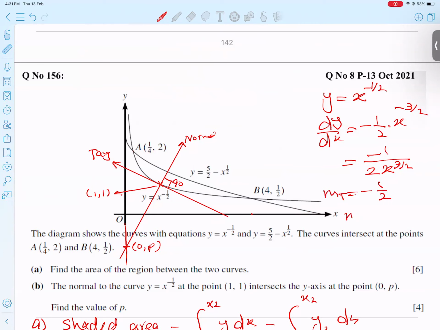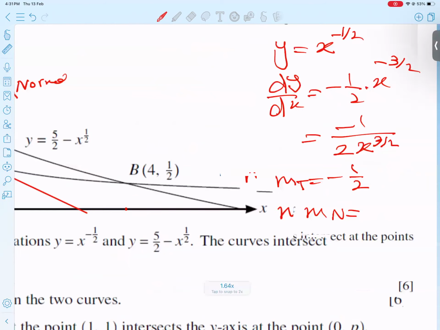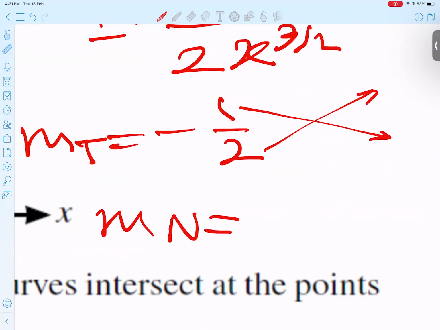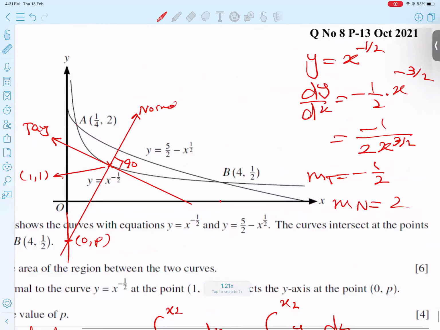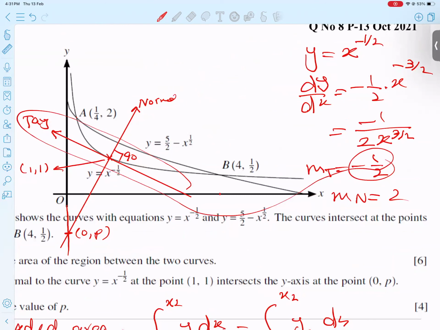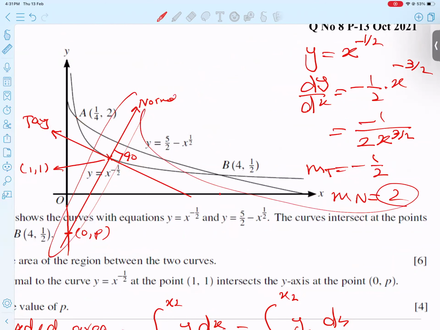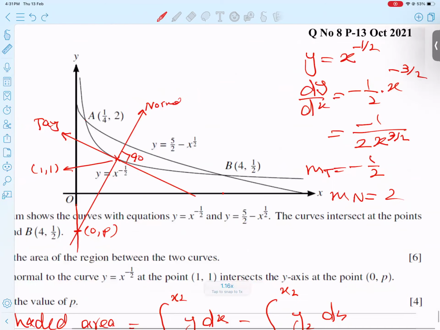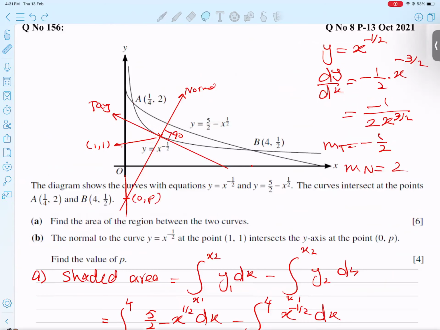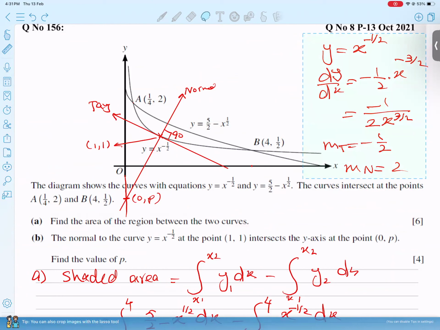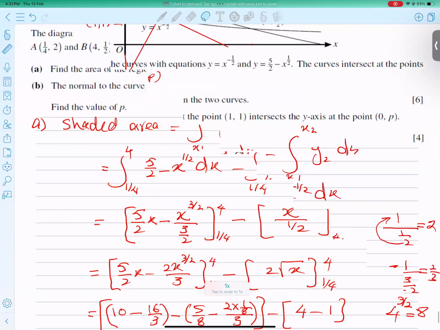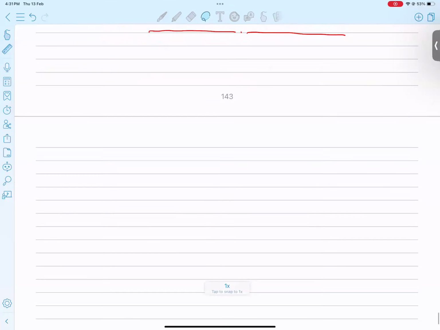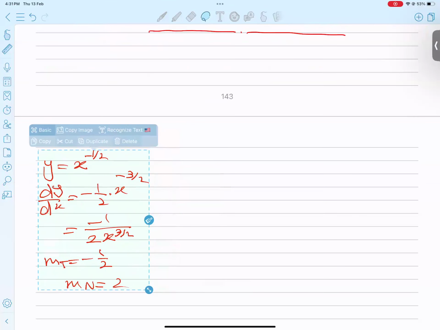And what is the gradient of the normal? Naturally, you flip it: the sign changes, 2 goes up, 1 goes down, and the sign becomes positive. So it becomes only 2. It means the tangent gradient is negative half, whereas the normal gradient is positive 2. Now the question is ready to complete. This part, I cut from here and bring it down here. This is part number B.